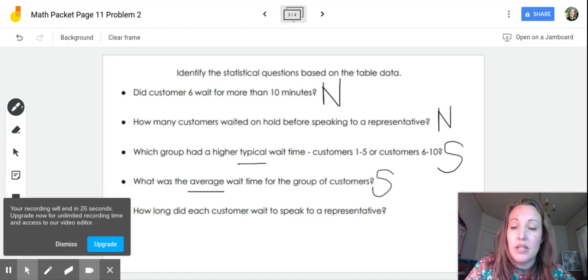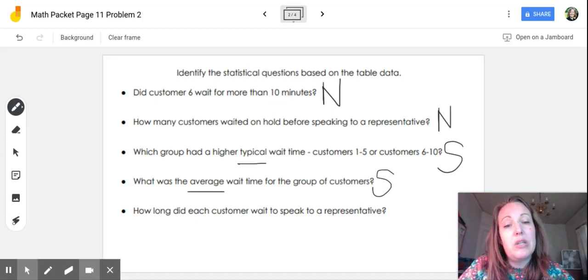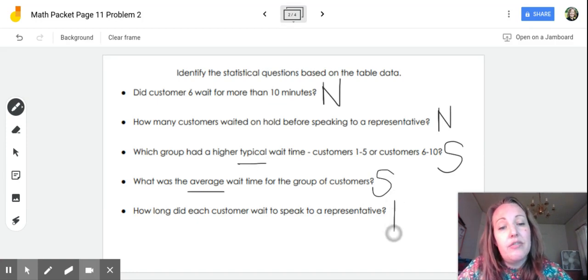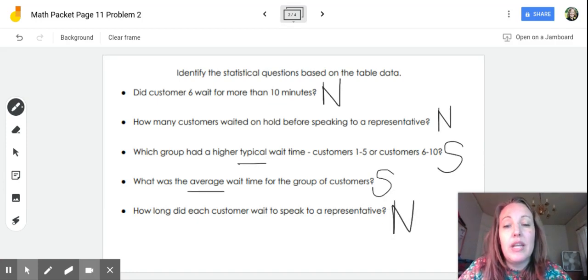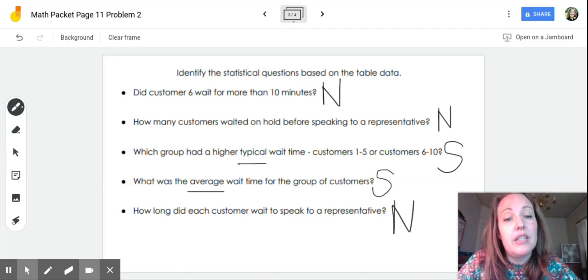And how long did each customer wait to speak to a representative? That's a fact. It's deterministic. There's only one answer. You can just find it on there, right? So that's non-statistical.